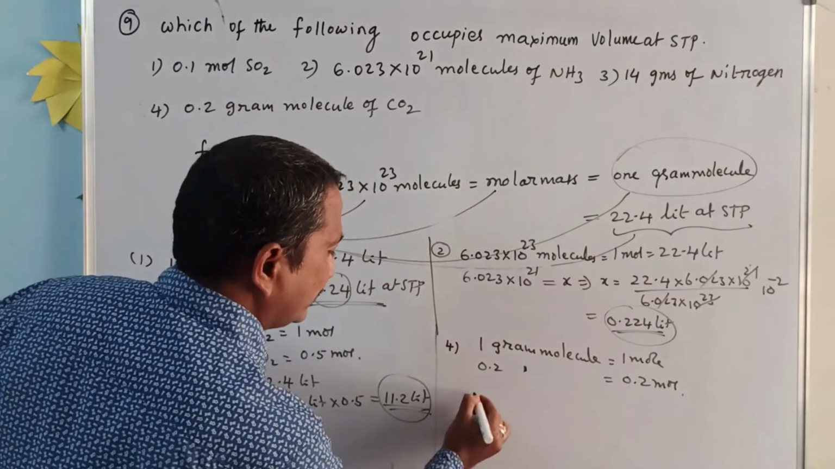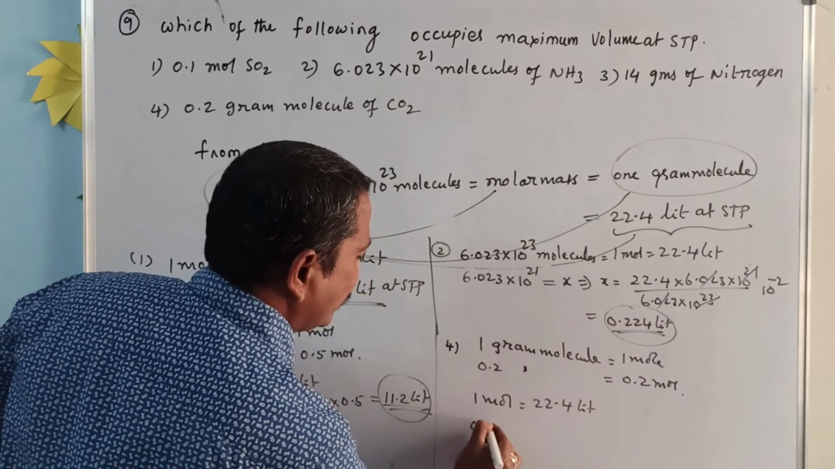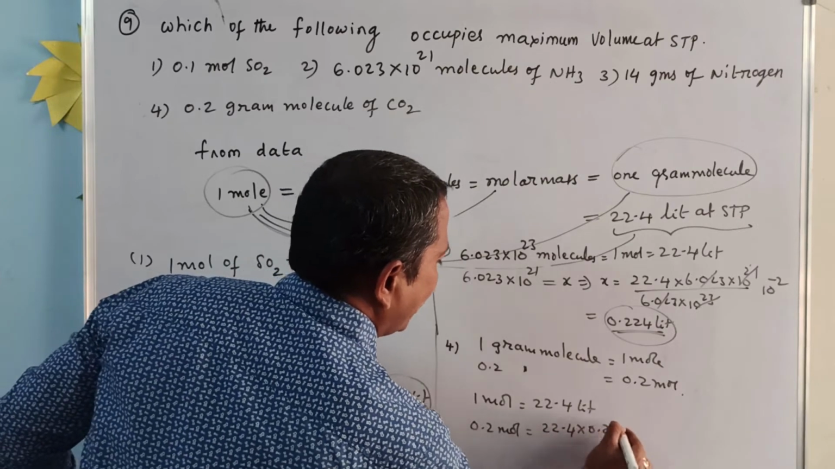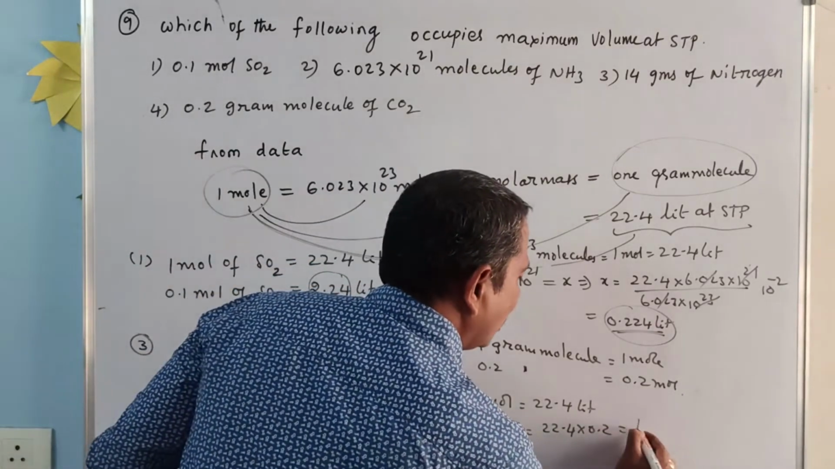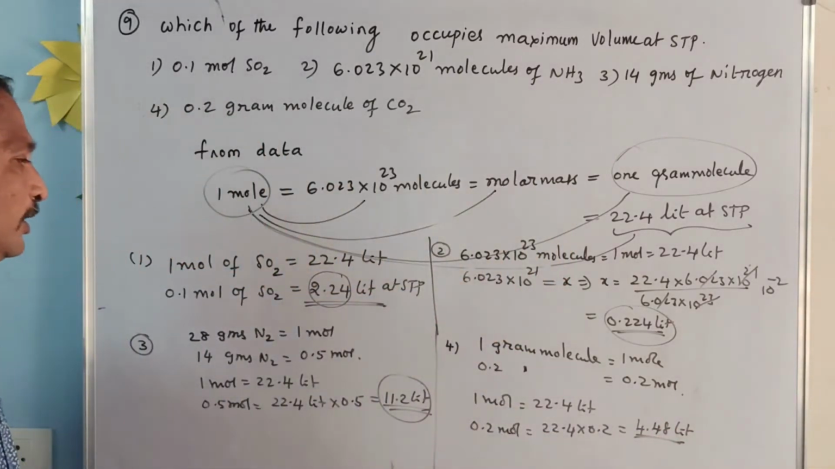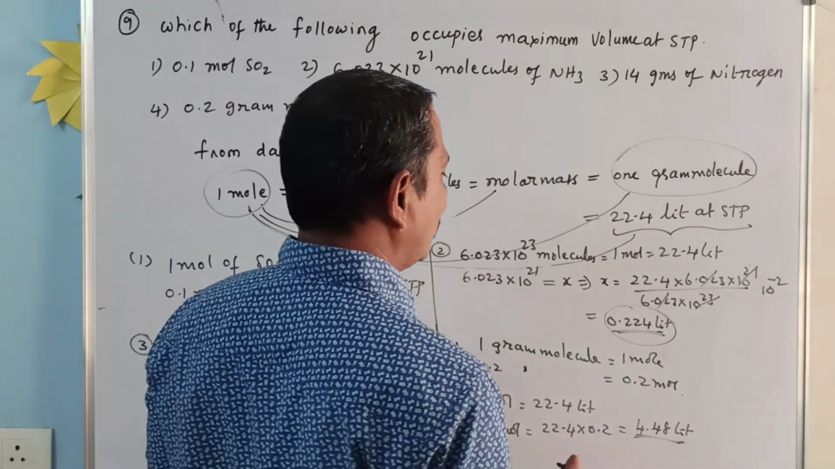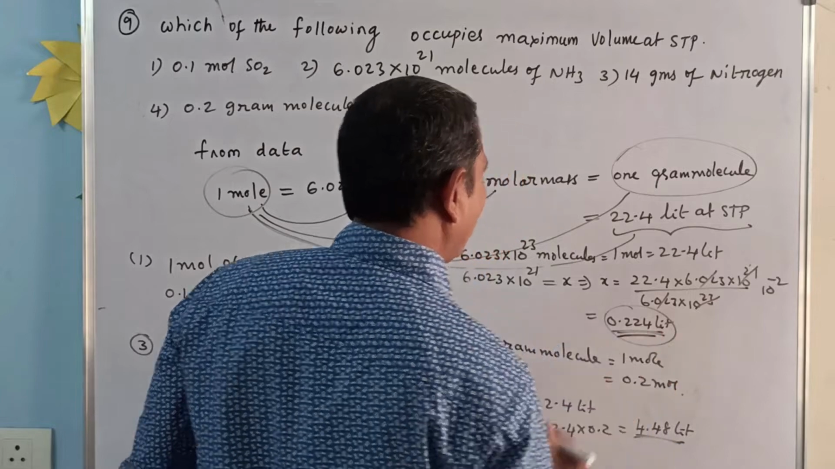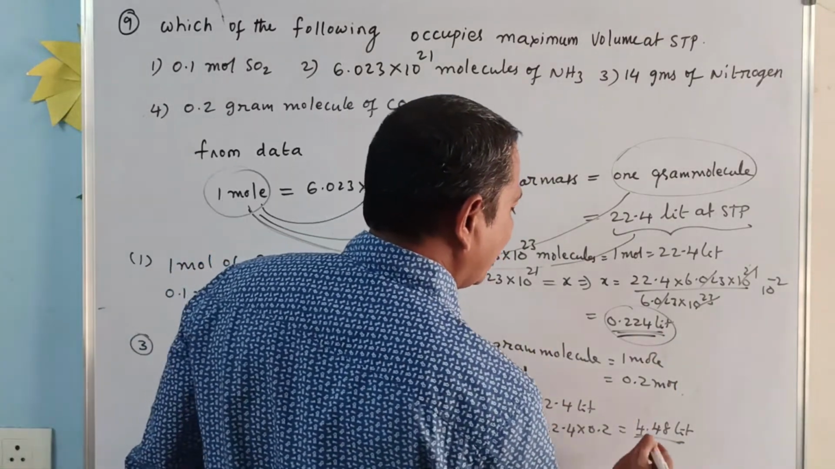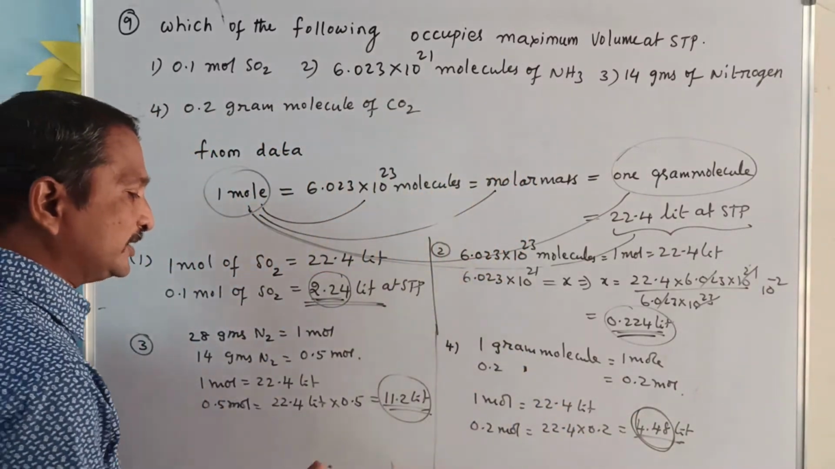0.2 moles. What we know? 1 mole is equal to 22.4 liters. 0.2 mole is equal to how much? 22.4 × 0.2, that is equal to 4.48 liters. Clear? So, what is the volume obtained from the first option? 2.24. Second option? 0.224. Third option? 11.2 liters. Fourth option? 4.48 liters. Among these values, which value is higher?